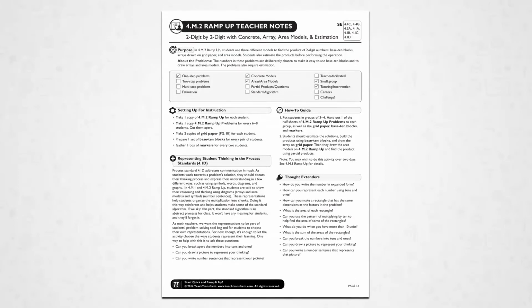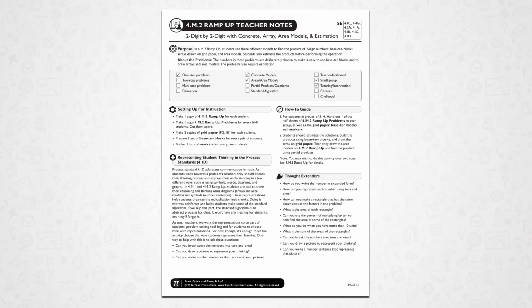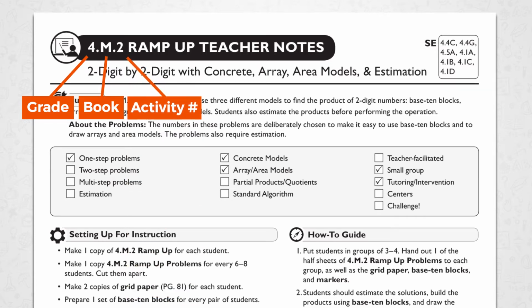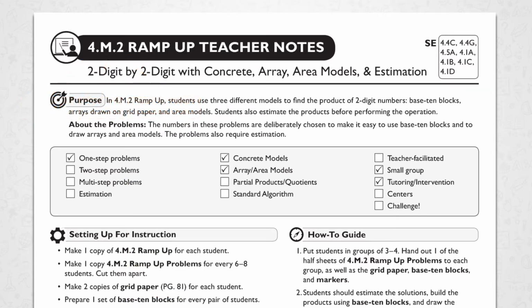Let's look a little more closely at the teacher pages. This is the teacher page for a 4th grade activity in the multiplication book, and it's the second activity in the book. Every activity is tied to grade level TEKS, and the student expectations are right there on the teacher page so you can see them easily, and they include the mathematics process standards. We included a title so you can see at a glance what the activity is about. There's a little more detail about that activity in the purpose.